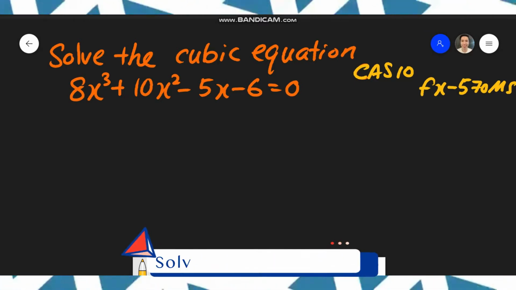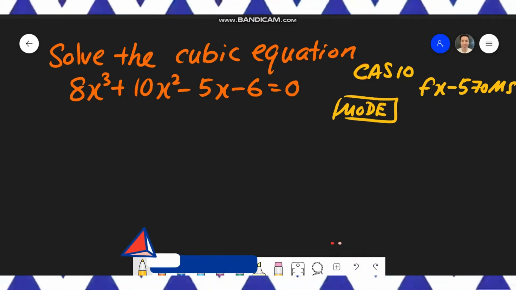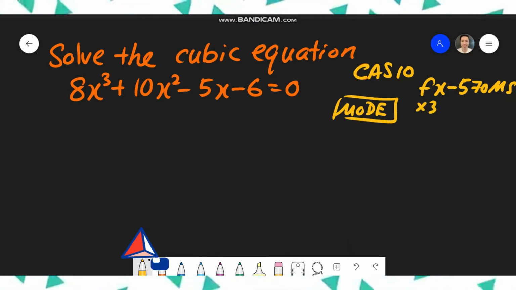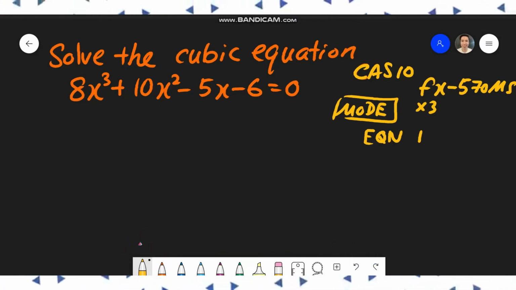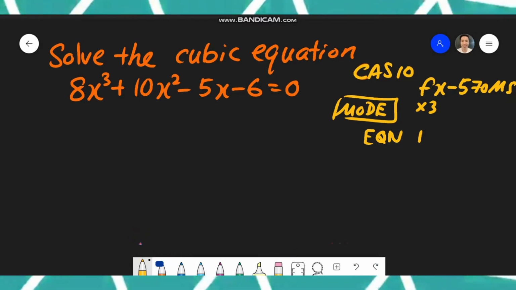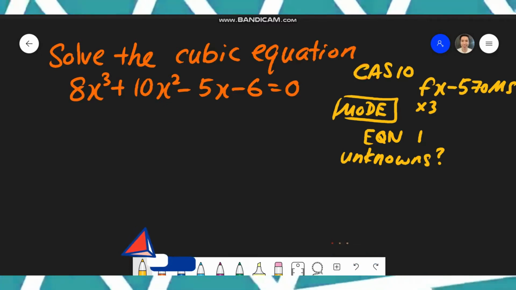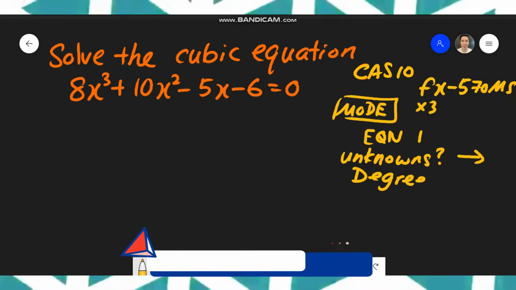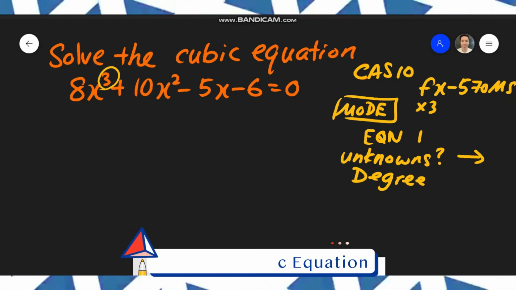Can you see the mode button there? Just press mode. After you press mode, I need you to press mode 3 times. After that, you will be able to see equation, EQN. Then just press 1. Then you will see unknowns, but we don't look at these unknowns. We press the right arrow, then you'll be able to see degree. Now, this part is 8x cubed, the highest power is 3. Hence, we need to type 3.